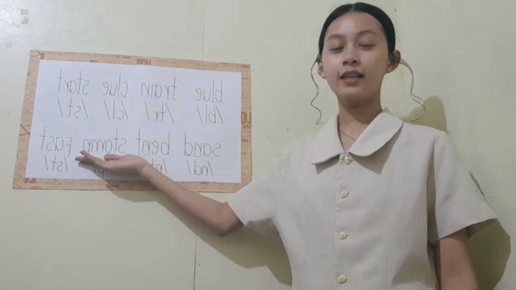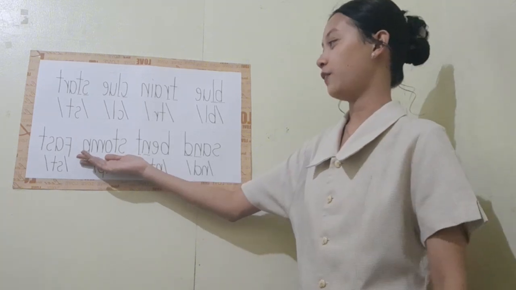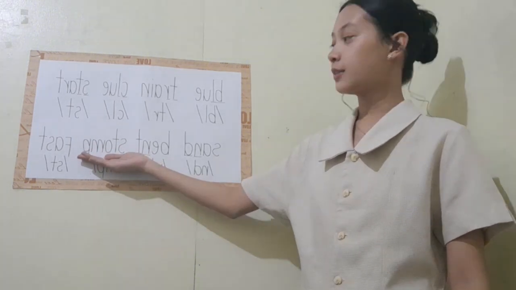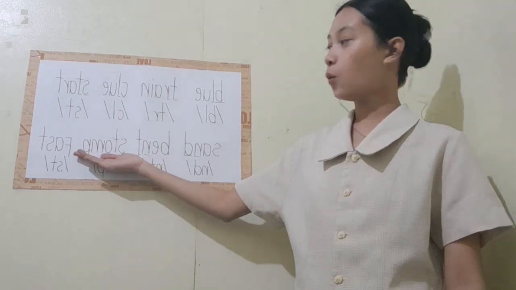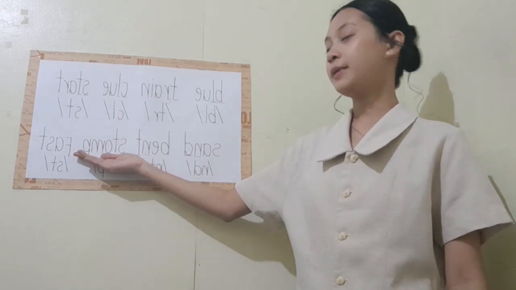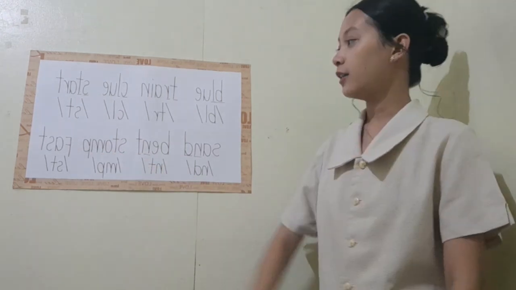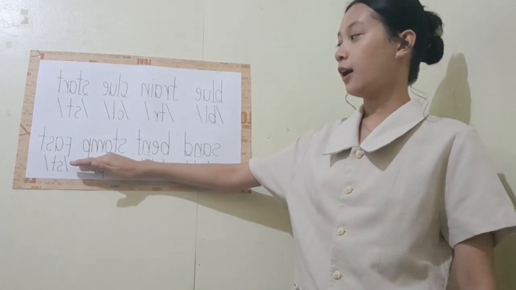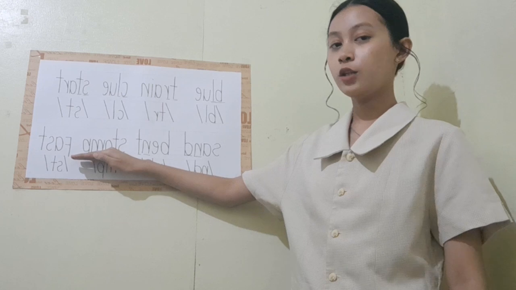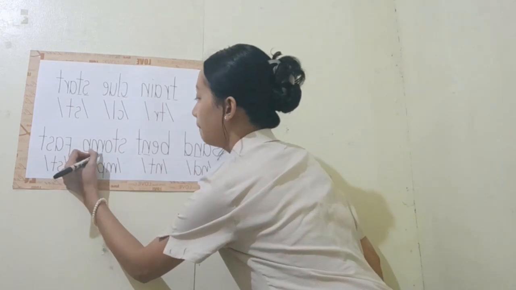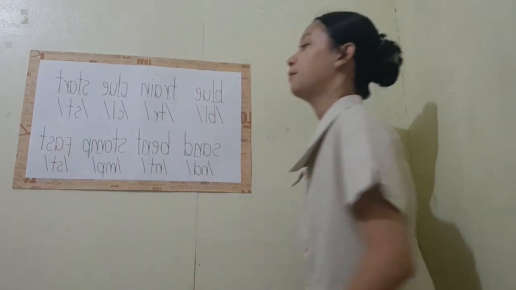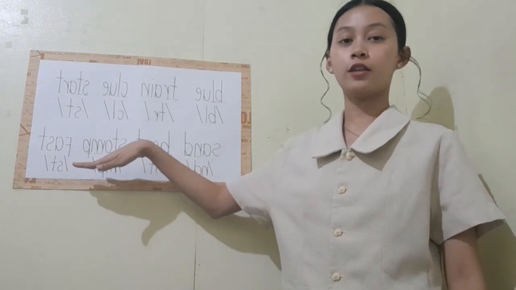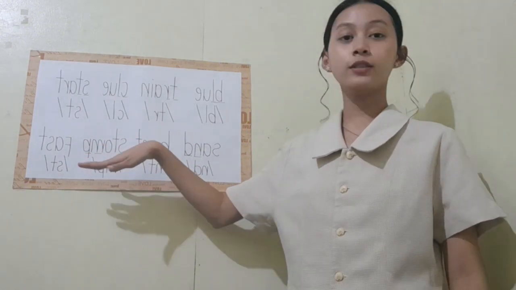Can you say it again? Stomp. Alright, very good. So for stomp, we spell it as S, T, O, M, and T. Alright. And as you can see, our consonant cluster is in the end of it again, in which M and T. Because they are the two consonant letters that has no vowels in between.